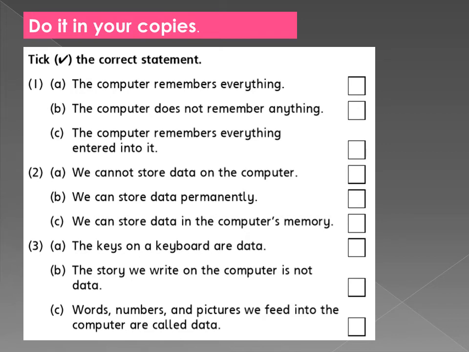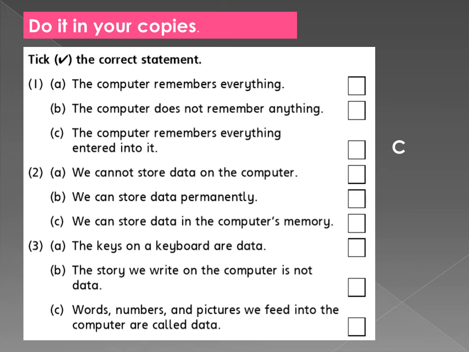Let's start. Number 1, A option. The computer remembers everything. Yes, it's right. B option. The computer does not remember anything. This is wrong. C option is the computer remembers everything entered into it. A and C are both right, but C is more appropriate. So the answer is C.